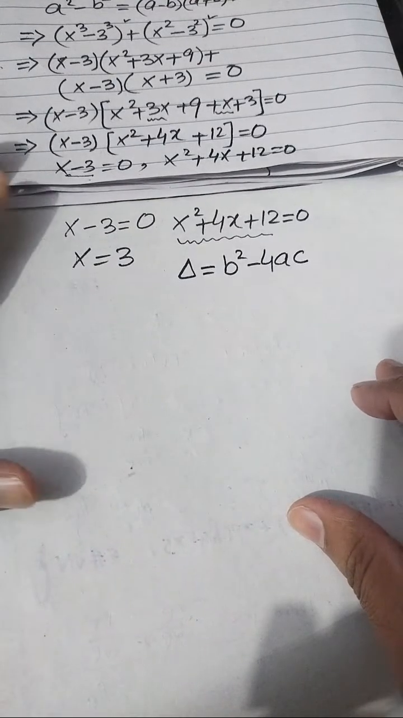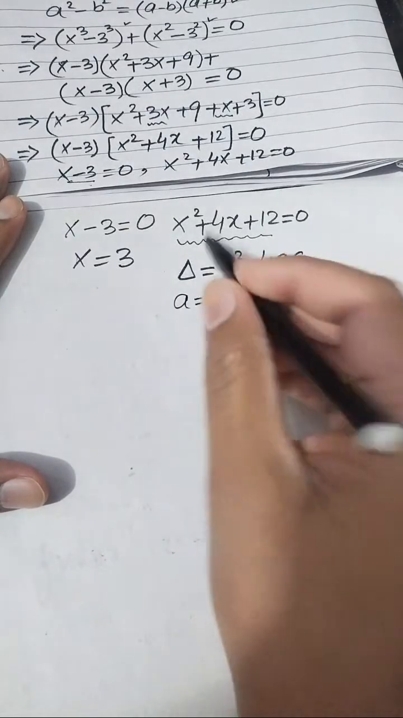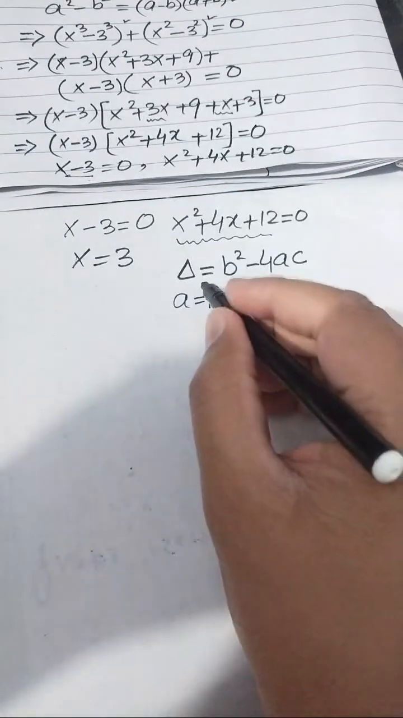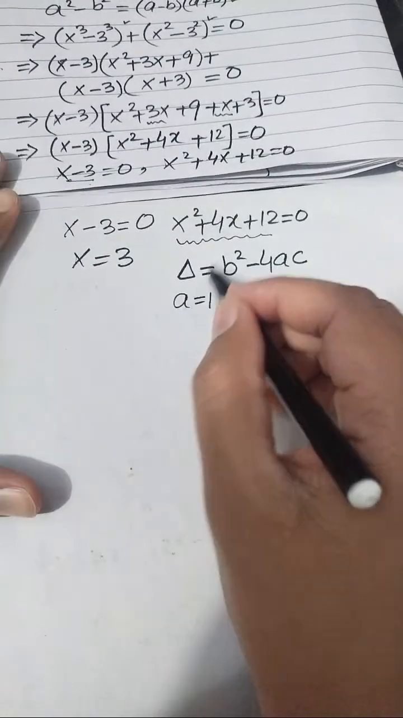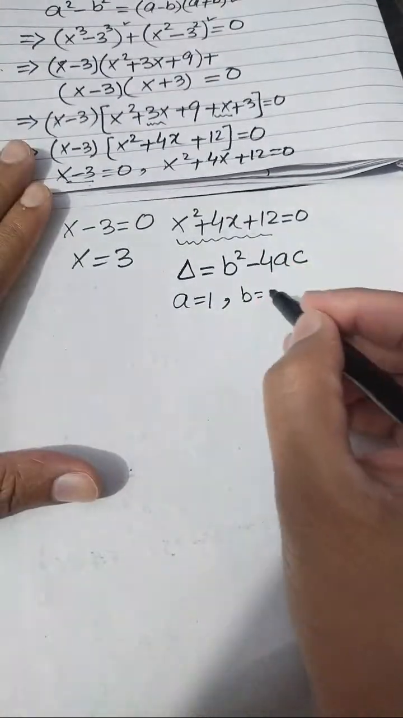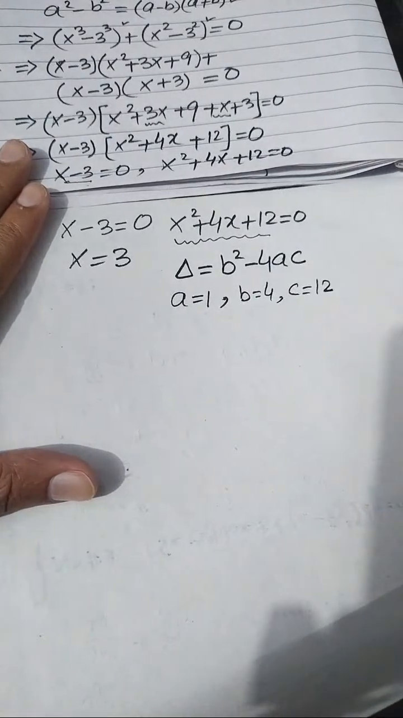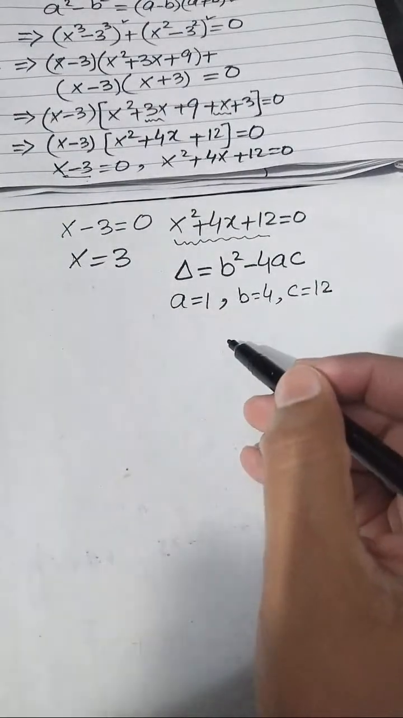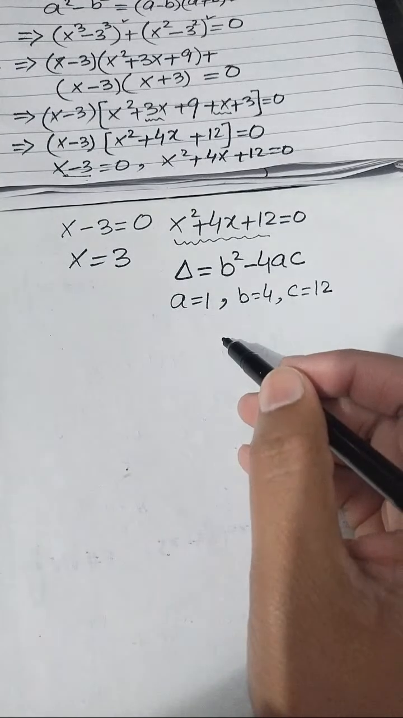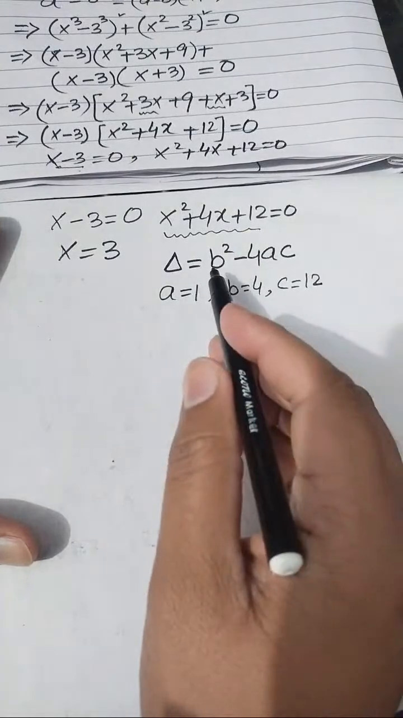Okay, so first I will check that. Here the value of a is 1, because the coefficient of x squared is 1. Similarly, b is equal to 4 and c is equal to 12. Now we substitute all the values of a, b and c here.